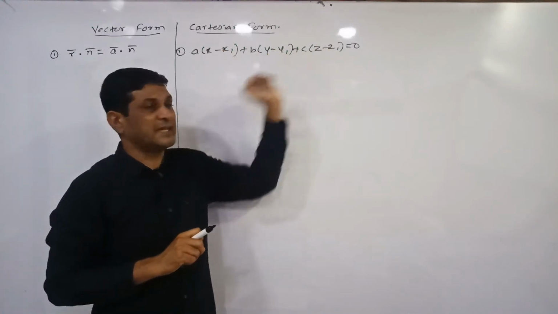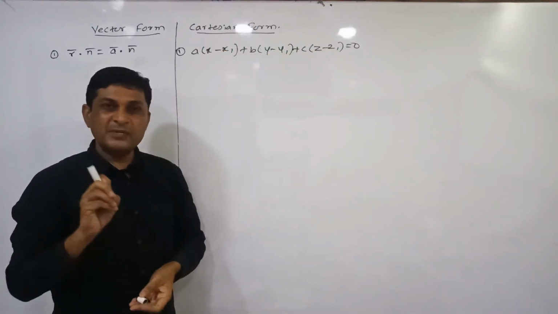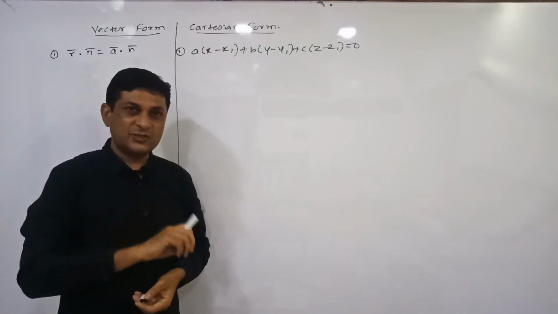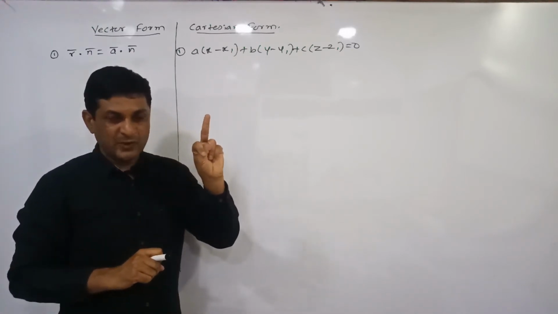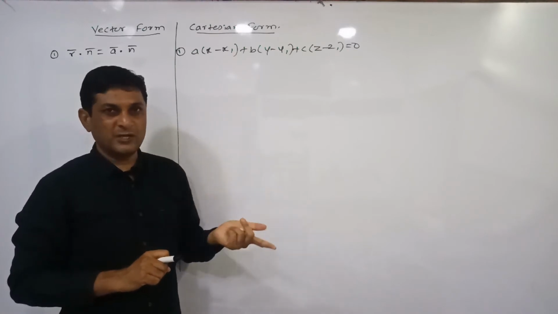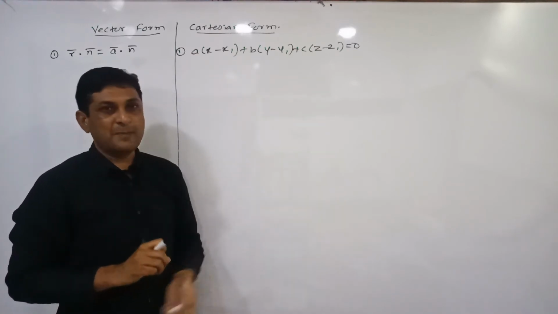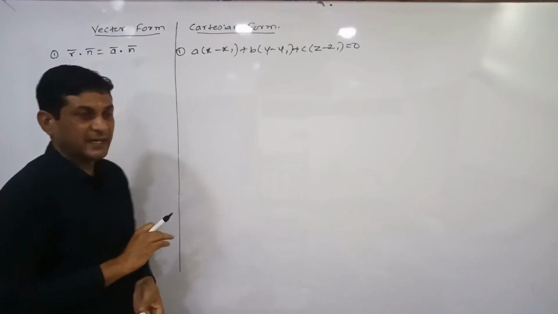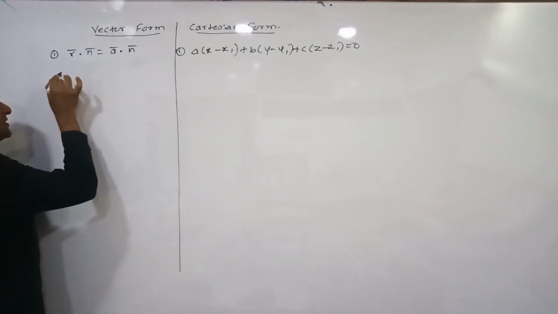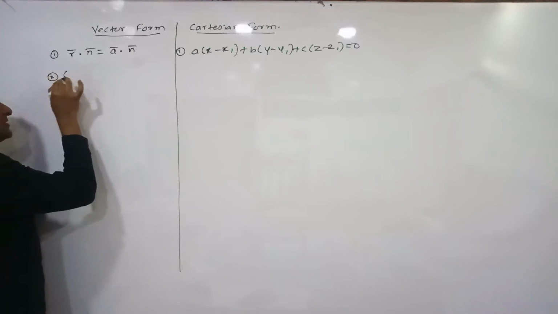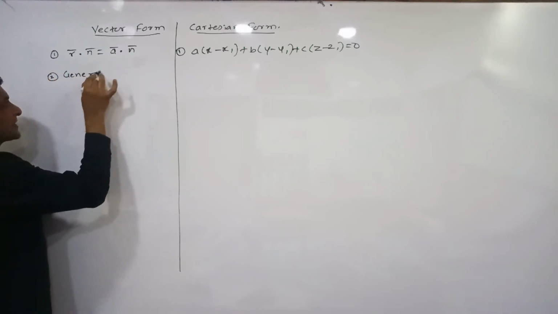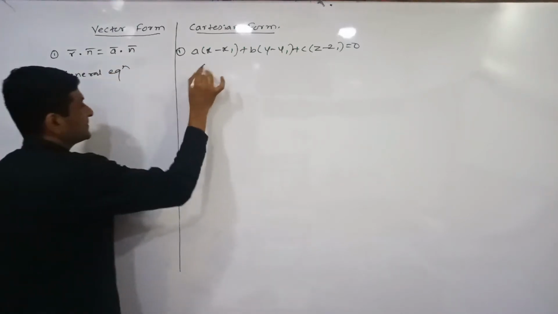x1, y1, z1. And what is ABC? ABC are the direction ratios of the normal. If these two values are given, coordinate of one point and direction ratios of normal to the plane, then this formula is applicable to find out equation of plane. Okay, so later on we are discussing very important part, that is general equation. So second result is general equation.